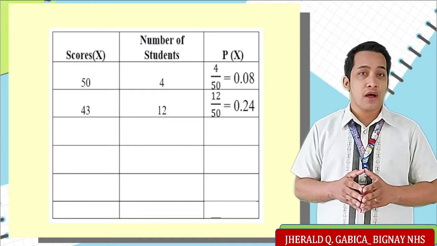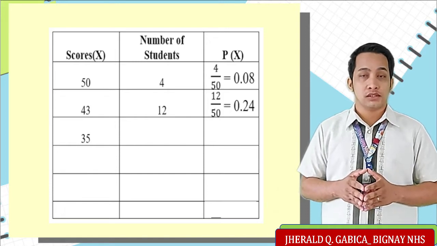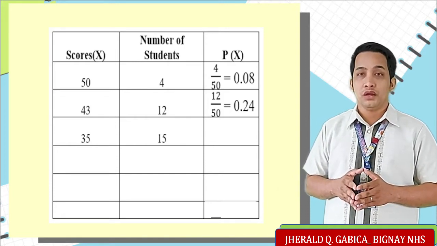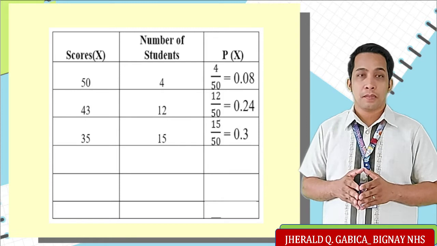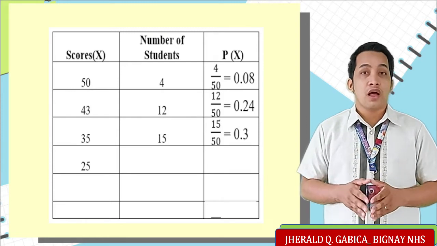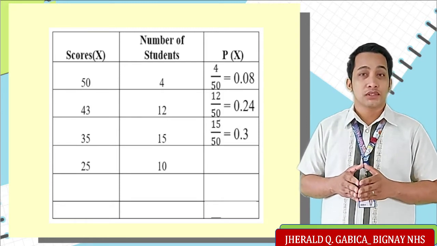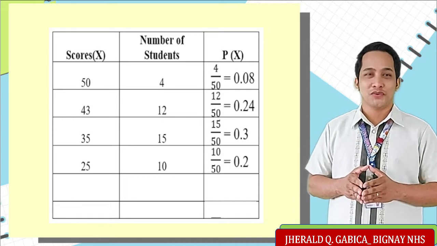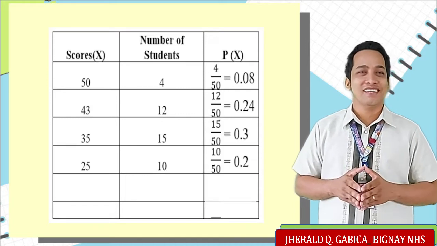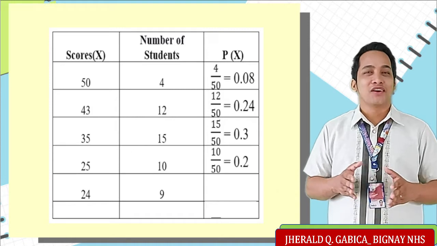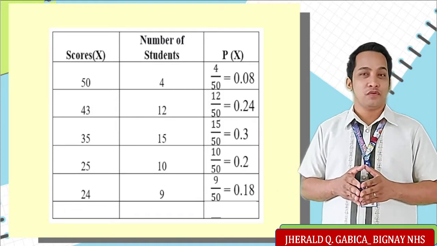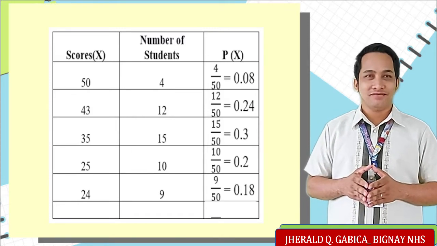For a score of 35, there are 15 students. So 15 over 50 or 0.3. For a score of 25, there are 10 students. So 10 over 50 or 0.2. And lastly, for a score of 24, there are 9 students. So 9 over 50 or 0.18.